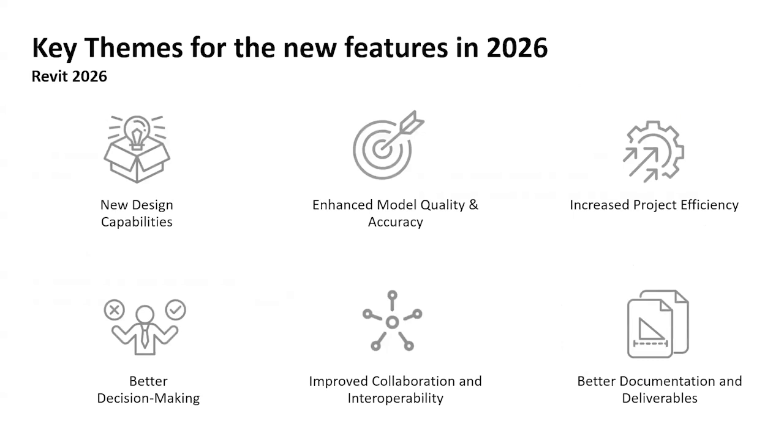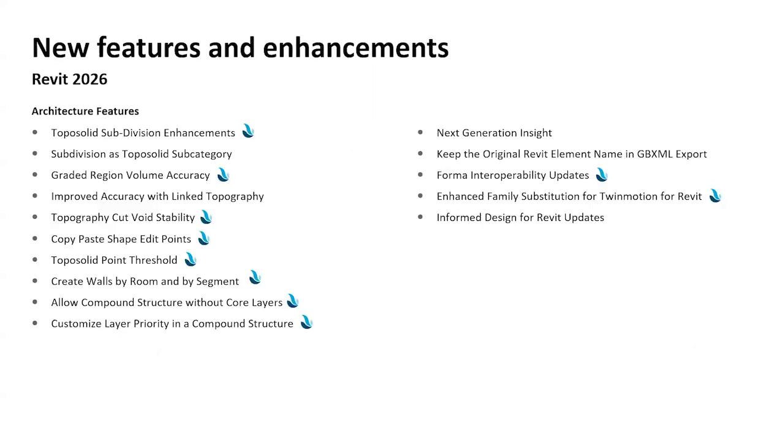So our themes for the features in Revit 2026 are the following: design productivity, model accuracy, project efficiency, some tools to enhance decision-making, improve collaboration and interoperability, as well as a bunch related to documentation and delivery improvements. I've highlighted a few of my favorite features.